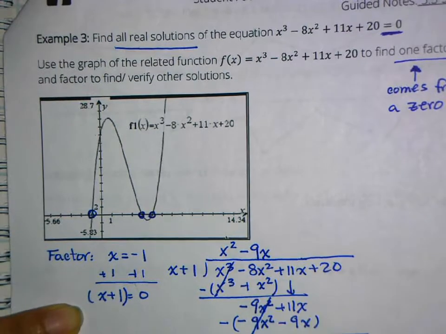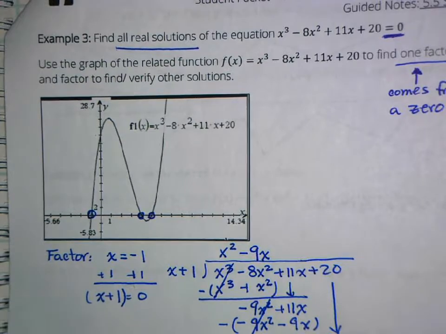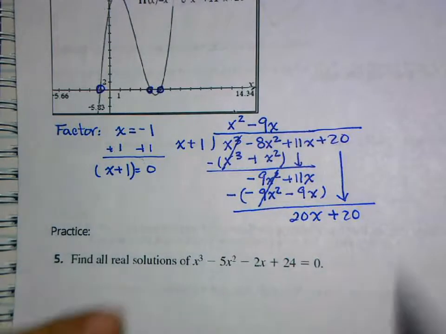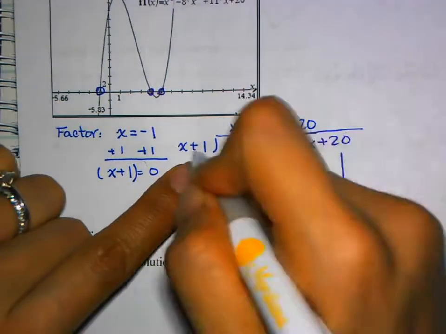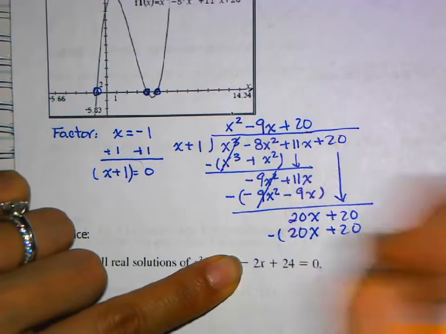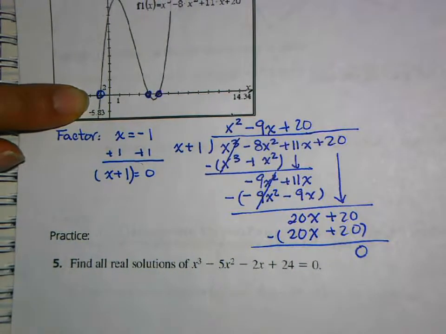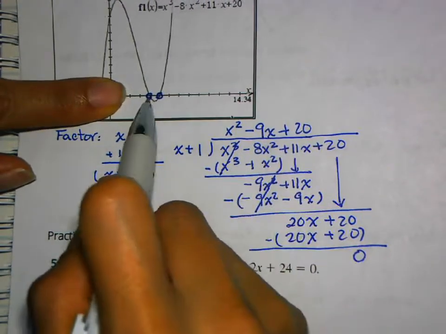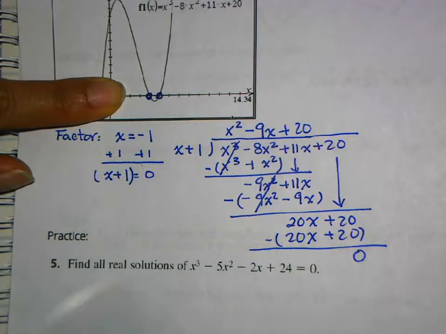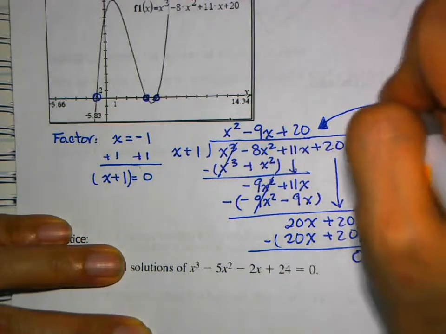That's going to cancel that. 11 minus 9 is going to give me positive 2x. Pulls down the plus 20. And that's going to give me plus 20. 20x plus 20. And just as I expected, there is no remainder here because that is one of my solutions. Now, what that means is that I divided out that one factor. Now, I'm looking at just these two factors right there. I need to know what those factors are. So I'm going to take that solution and factor this out.